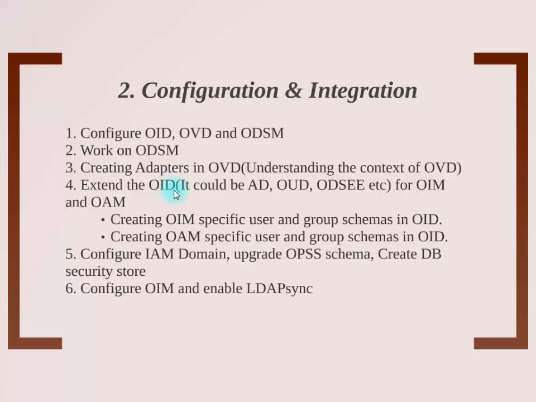So how do you extend that? Because by default there are a lot of object classes, attributes, matching rules that are missing on the directory services. So how do you extend them so that your directory server becomes capable of being integrated with the OIM and OAM? In the same way we'll also create OIM and OAM specific user and group schema in the OID. And as I told you, instead of OID it could be any directory server, and we will discuss that.